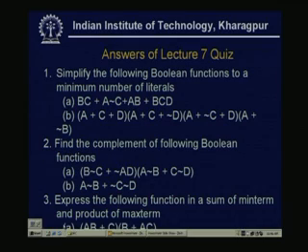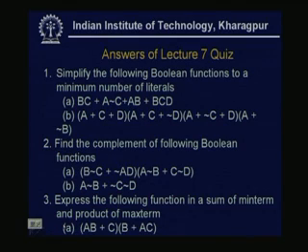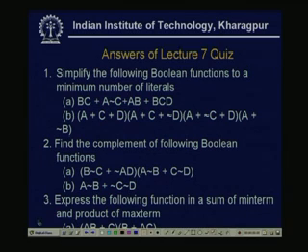Now, we see the second one, that 2B, A B bar plus C bar D bar. We see how we can take the complement. So, 2B is F equal to A B bar plus C bar D bar.